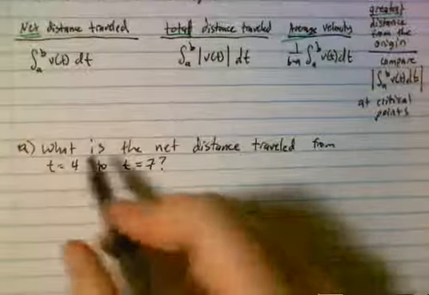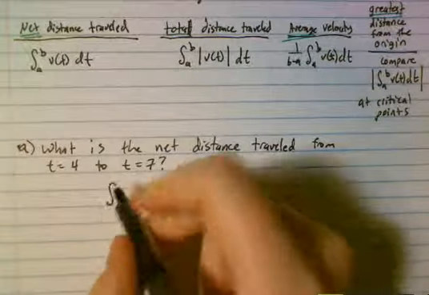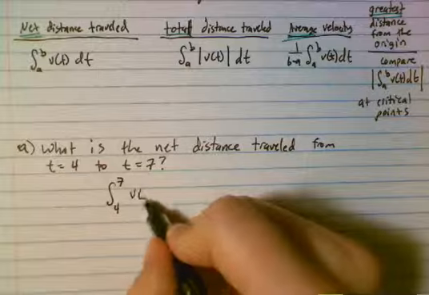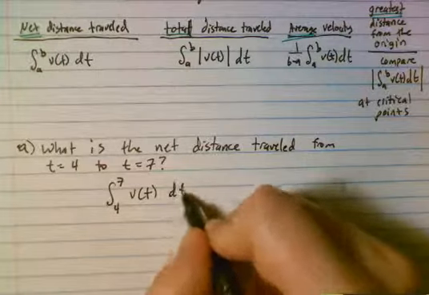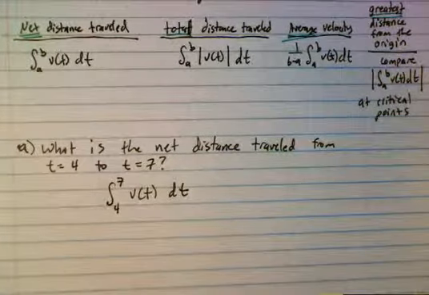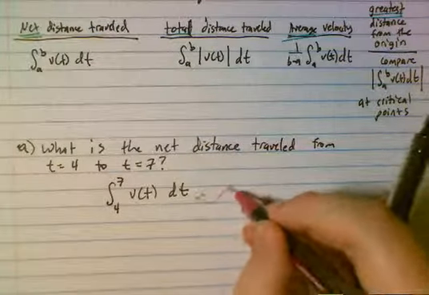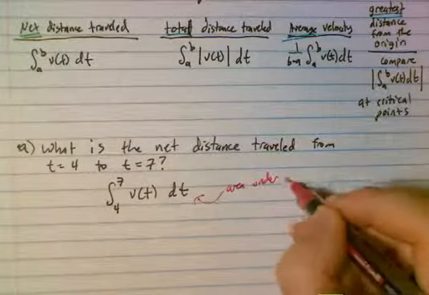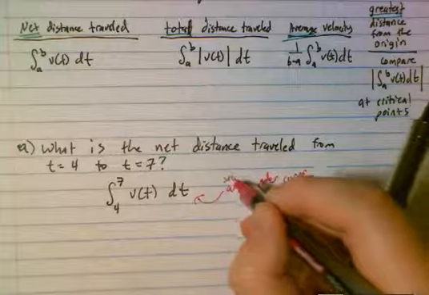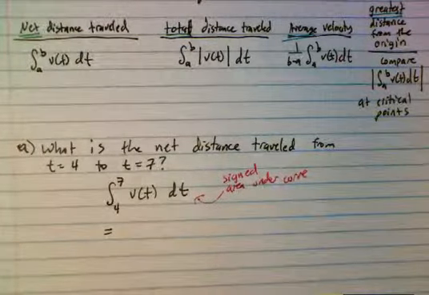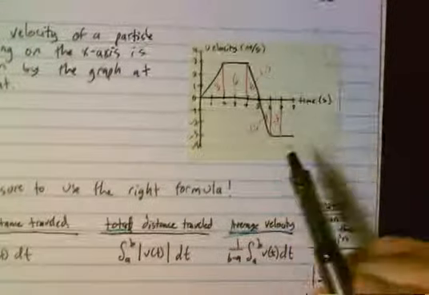Okay, so we're going to look for our net distance formula. That's just the plain old integral, 4 to 7 of v of t dt. We're remembering that this integral means signed area under the curve. So coming back up here, let's see, 4, we've got 1.5, negative 1.5, and negative 3.